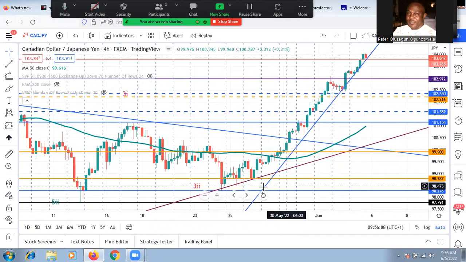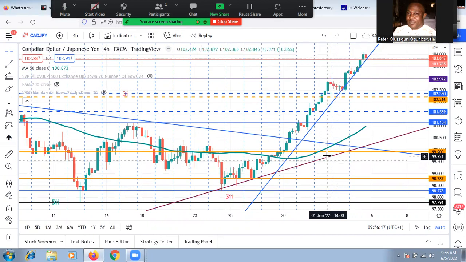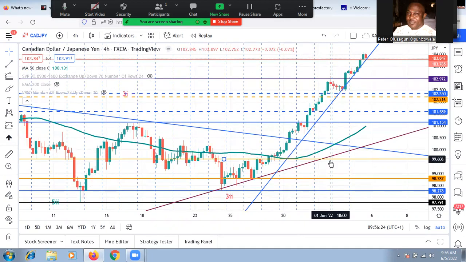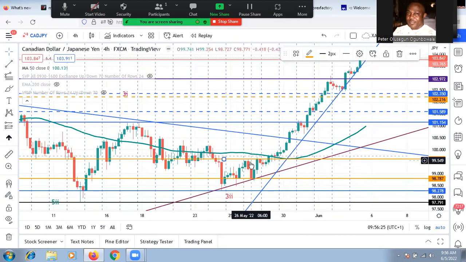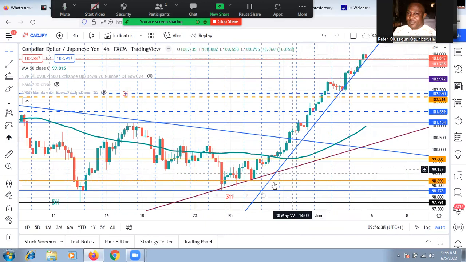So after this move, the big 3-2 is here. Then after this move, we add the structure. 1 actually ended here. First wave of that ended here, and 2 actually ended here.